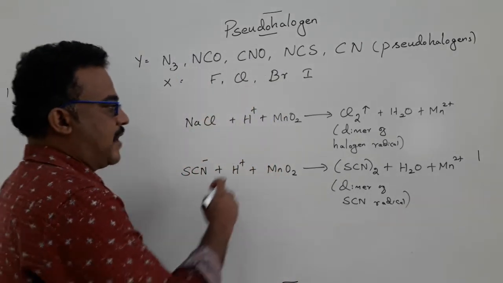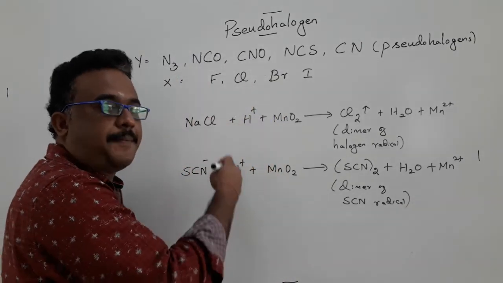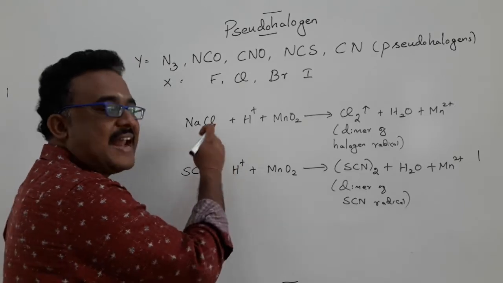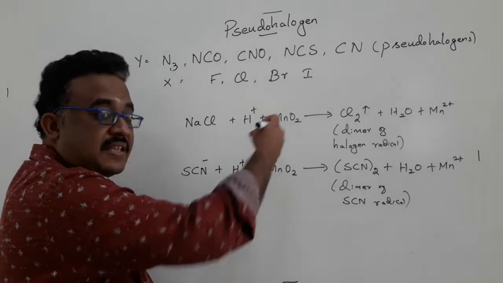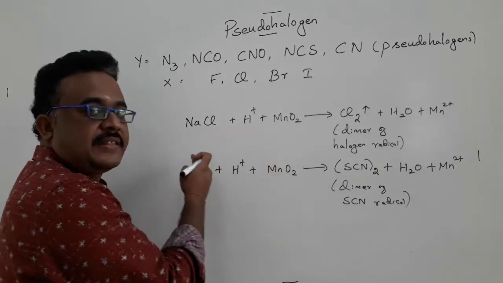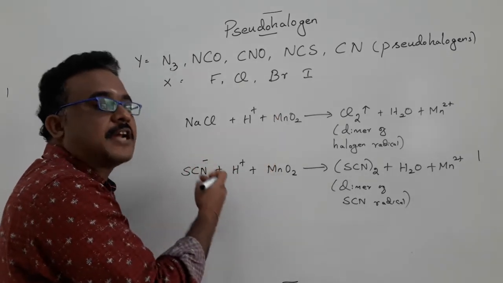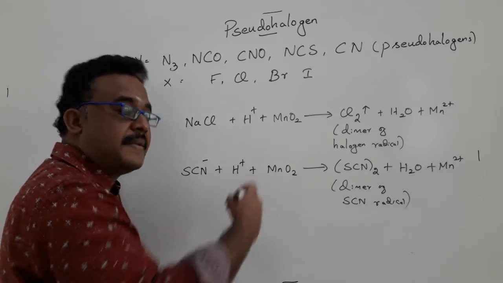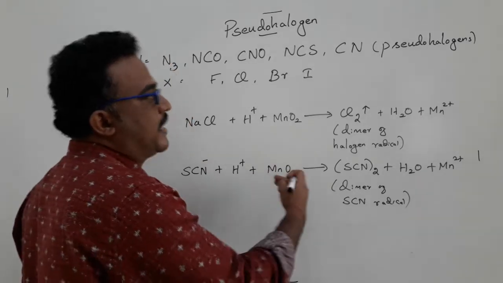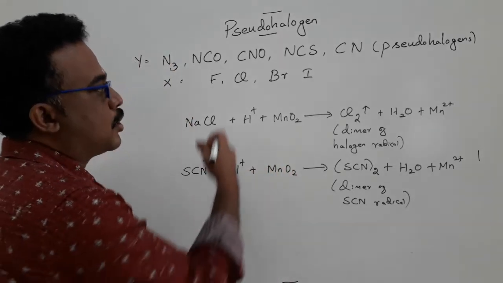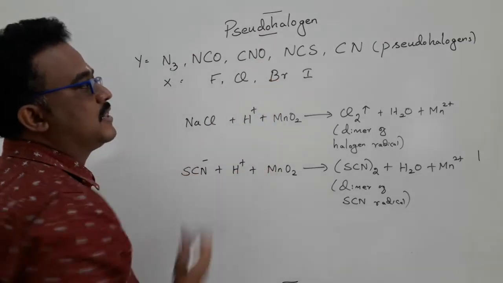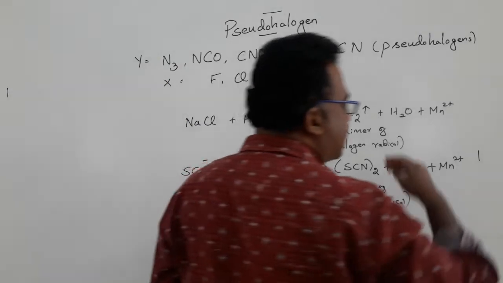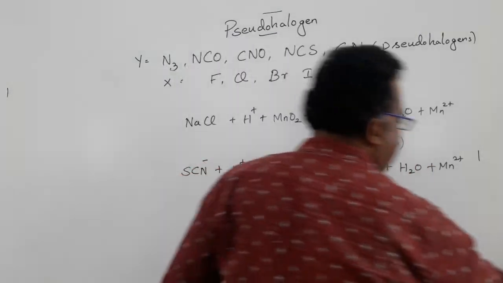So again, this supports how the halide behaves with a mild oxidizing agent. In a similar way, the inorganic ambidentate ligand also behaves in the similar way, which again supports that the properties of chlorine are close to those of the inorganic ambidentate ligand.